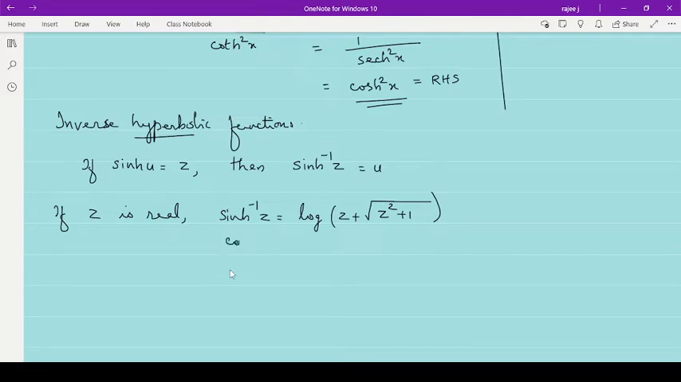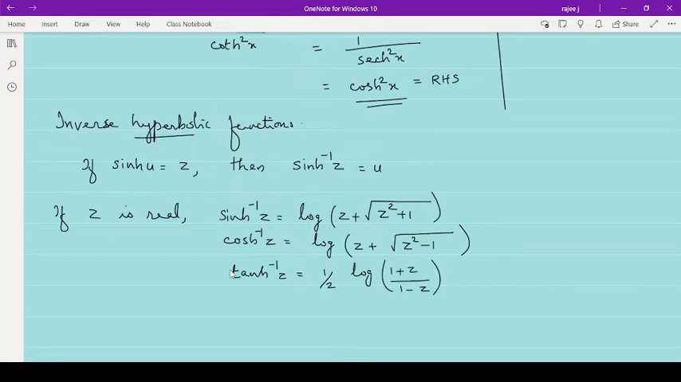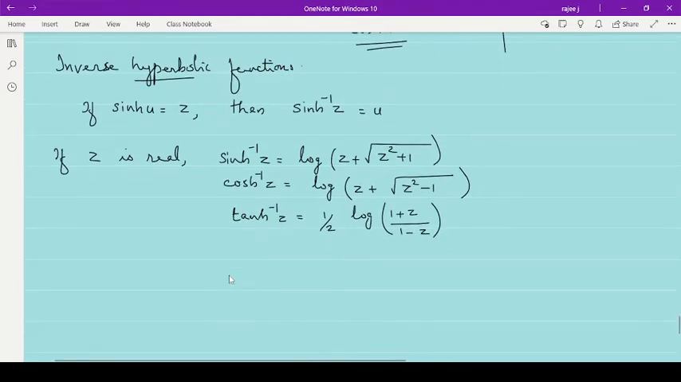Then cosh inverse z is given by log of z plus under root of z square minus 1, and similarly tanh inverse z is equal to 1 by 2. Yesterday we had i by 2 log of (i plus z) upon (i minus z). Here it is half log of (1 plus z) upon (1 minus z). Okay, so now I will show you how to prove one or two, the other one you have to do.